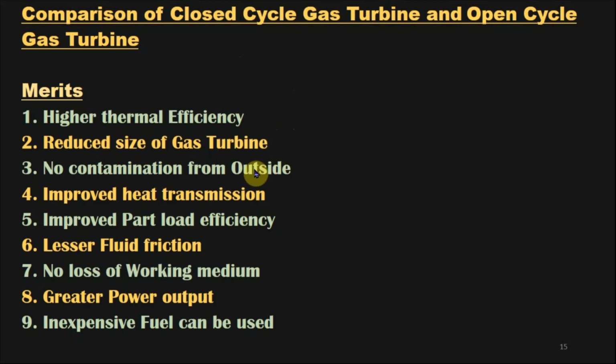In the case of closed cycle gas turbine, there is no chance of contamination of the working fluid from outside. The closed cycle gas turbines have improved heat transmission capabilities. In closed cycle gas turbine, the working fluid is heated externally. Therefore, improved heat transfer can be observed in the case of closed cycle gas turbine. The closed cycle gas turbine has improved part load efficiency also compared to open cycle gas turbine.